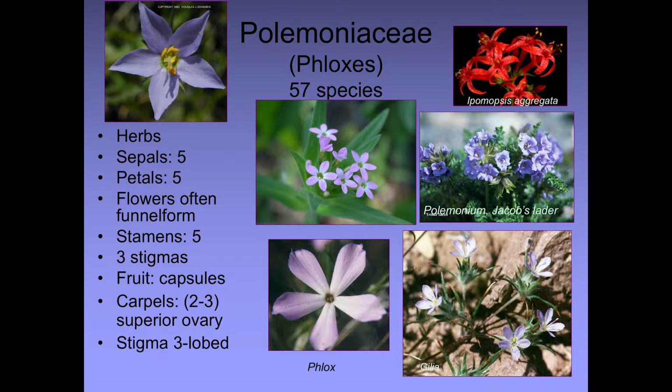Polemoniaceae, the phlox family: 5 petals and 5 sepals, and the flowers are often funnel formed. They have 5 stamens, and you can see on this lower phlox the stamens hardly extend outside the floral tube. And the stigma, if you can get a close look at it, the top of the pistil, is often 3-lobed. In the mountains, there's a Polemonium species, a Jacob's ladder. You may have seen it alpine.